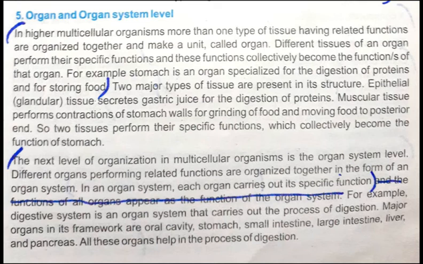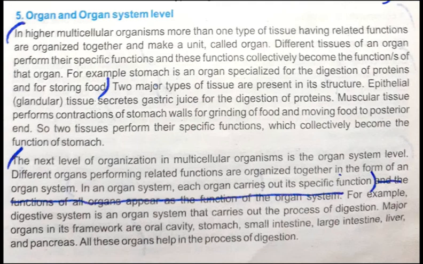Okay students, कोई भी system है, कोई organization है, कोई business है, उसको just one person run नहीं कर सकता. It is run only by the coordination of different persons that are related to that organization. Just like in your body, not a single organ works for the functioning, but there is a proper system that is involved in that function. Now students, in an organ system, each organ carries out its specific function, and the functions of all organs appear as the function of the organ system.